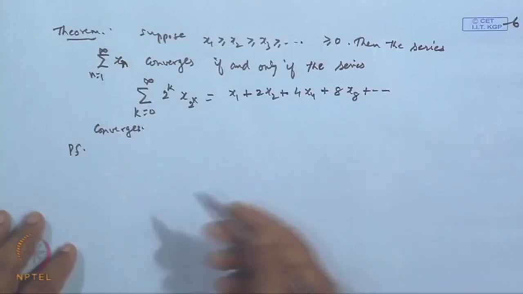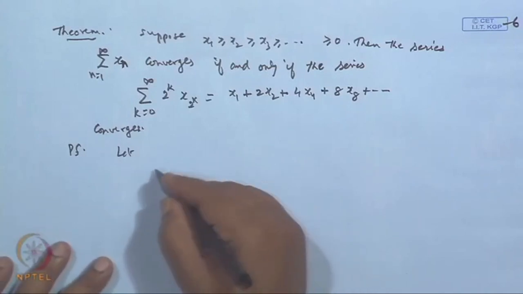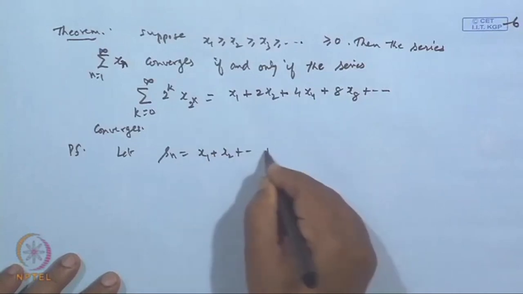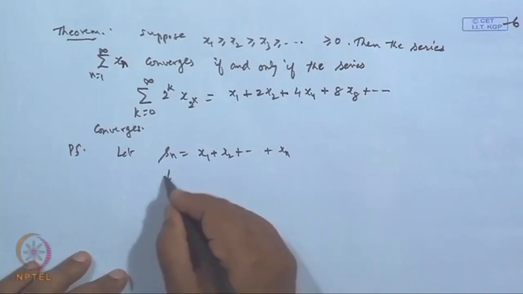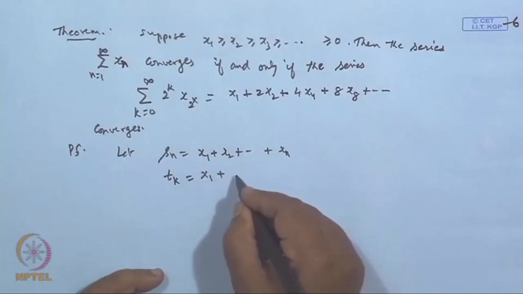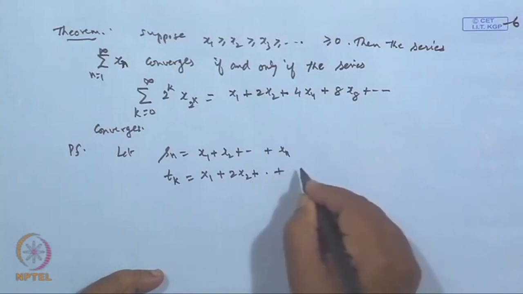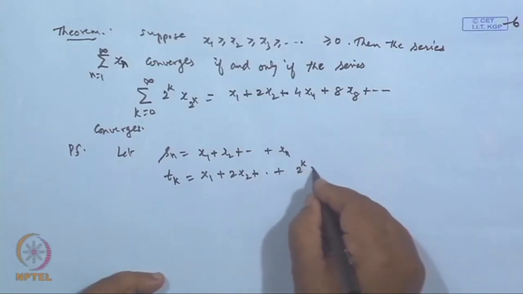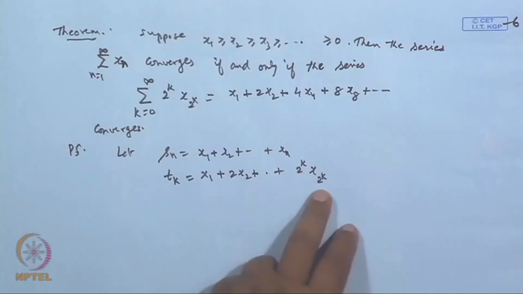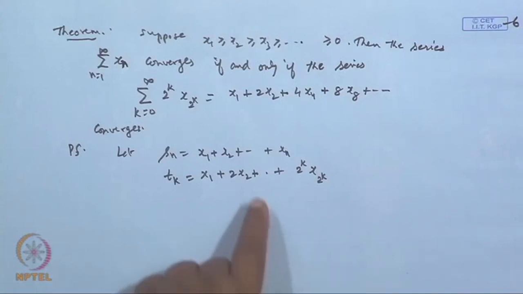Okay. So, let us consider the partial sums. Let S n stand for the partial sum of the first series, say x 1 plus x 2 plus up to x n, and let T k stand for the partial sum of the second series, x 1 plus 2 times of x 2 plus up to 2 to the power k x suffix 2 to the power k. Suppose we are taking this term up to say 2 to the power k, where there are a few gaps, is it not, because it is not in continuation, x 1, x 2, then after that x 3 is missing, x 4, like this. So, we are choosing these terms.